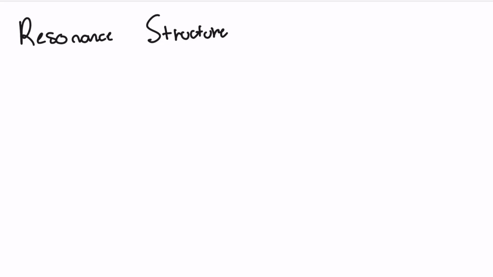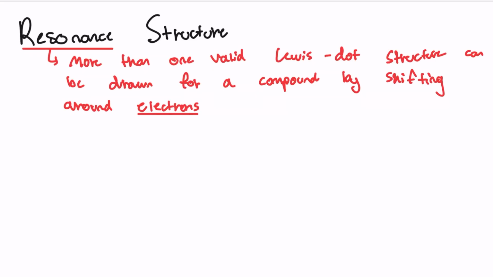Resonance is when more than one valid Lewis dot structure for a compound can be drawn by shifting around only electrons. It's important to take a moment to note that in resonance structures, only electrons are shifting around, not atoms. The reason for the existence of resonance is the same as the existence of bonds. It lowers the overall energy of the molecule, thus providing more stability.